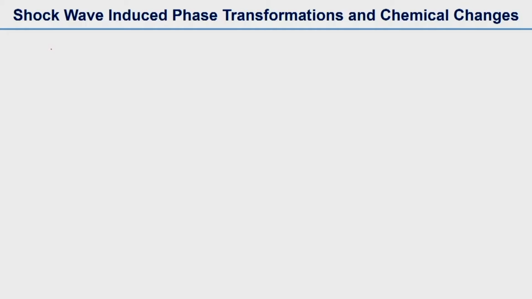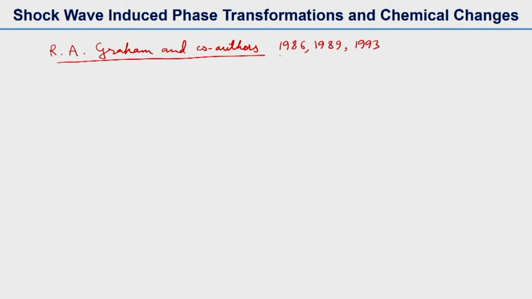regarding the physical and chemical changes. Some of the earlier publications also include a few from R. A. Graham and his co-authors, published at different times, 1986, 1989, and 1993. These publications summarized some of the processes.